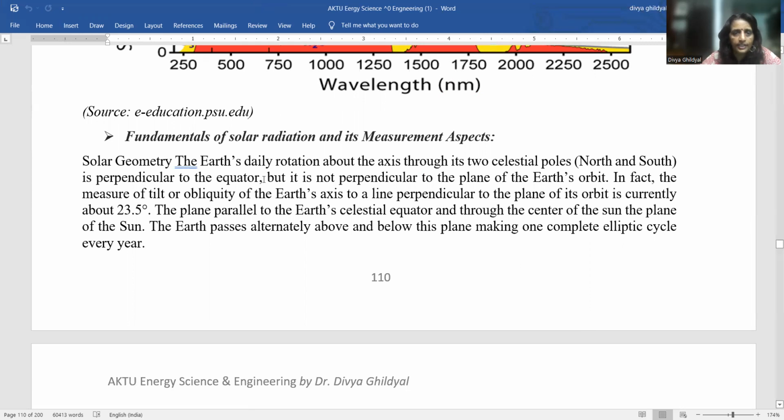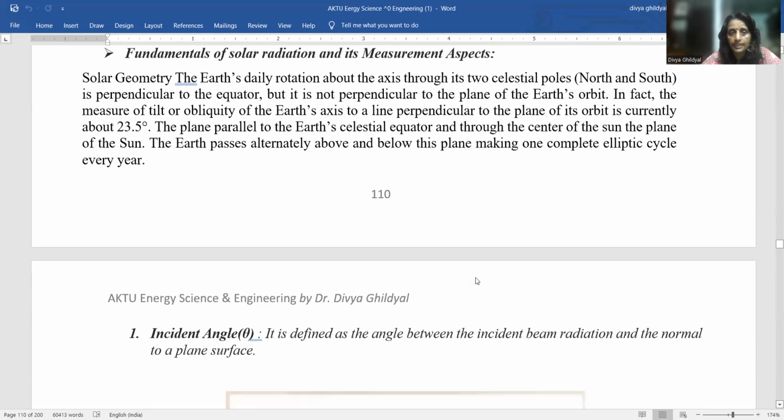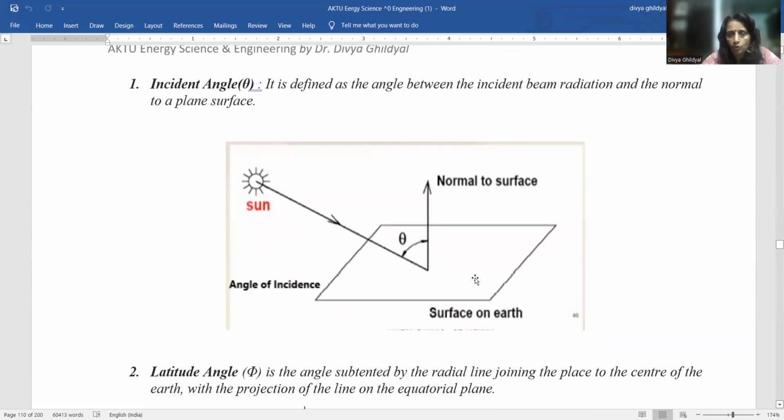Solar geometry: the Earth's daily rotation about its axis and its revolution around the sun are responsible for the different seasons of the year and day and night on the Earth. The Earth passes alternately above and below one plane, making one complete elliptic cycle every year. So you are familiar with the word incident angle.